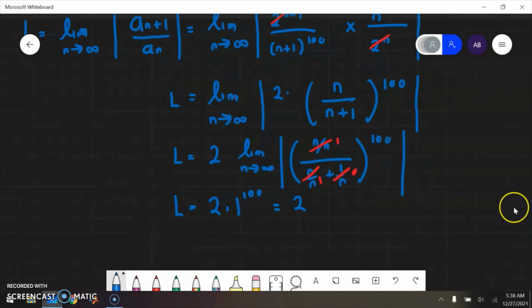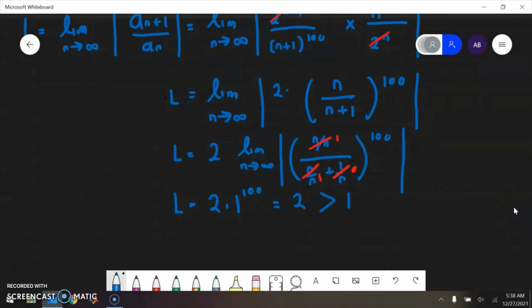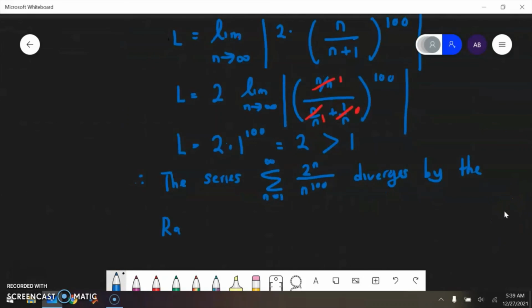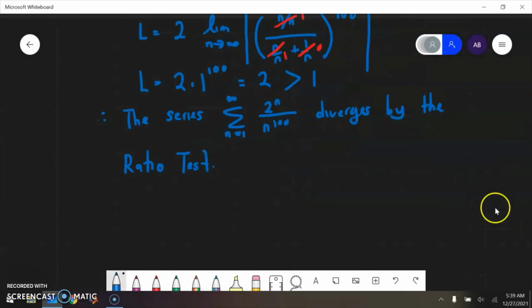Now this 2 is greater than 1. Therefore, we can say that the series summation n equals 1 to infinity of 2 to the power of n over n to the power of 100 diverges by the ratio test. So you get a value for the L constant. If it's greater than 1, we can say that the series diverges. Okay, that's some of the examples using the ratio test.